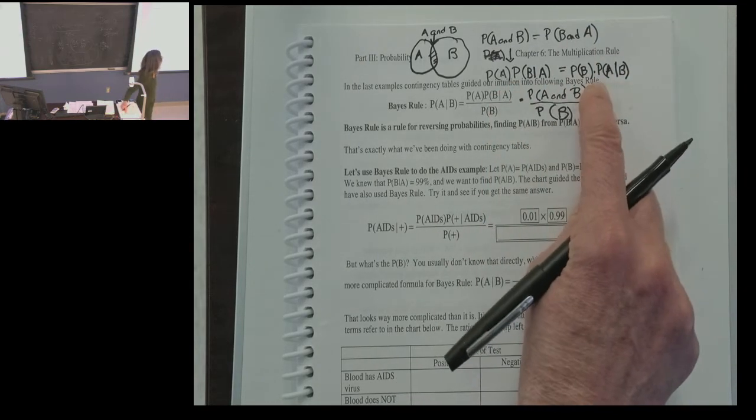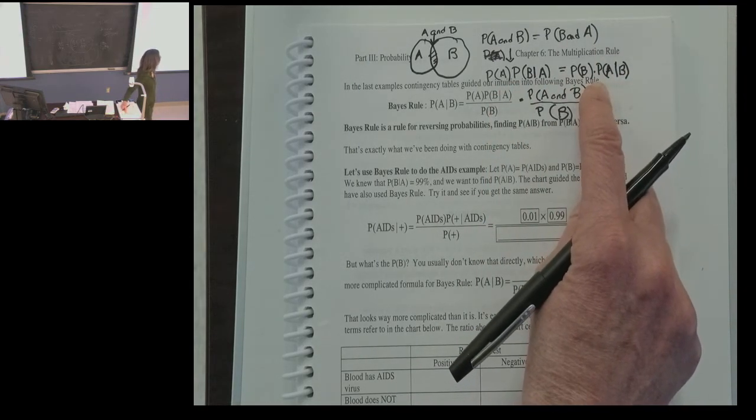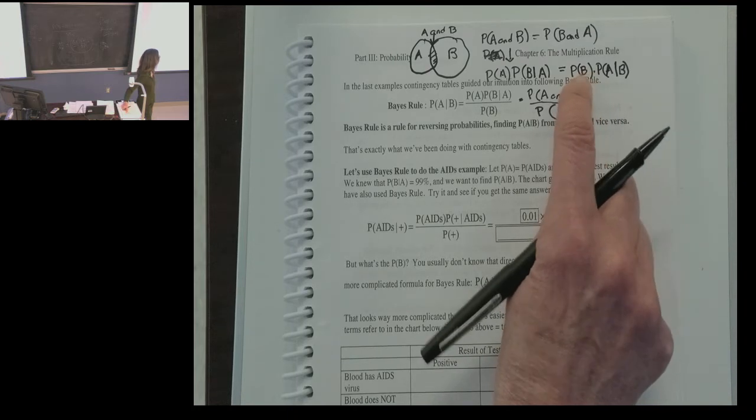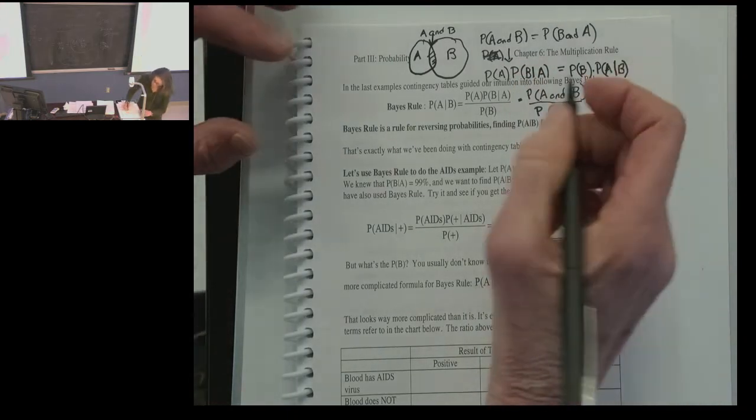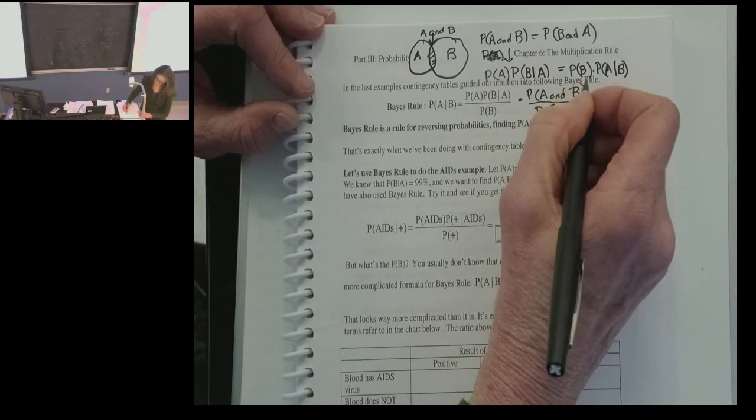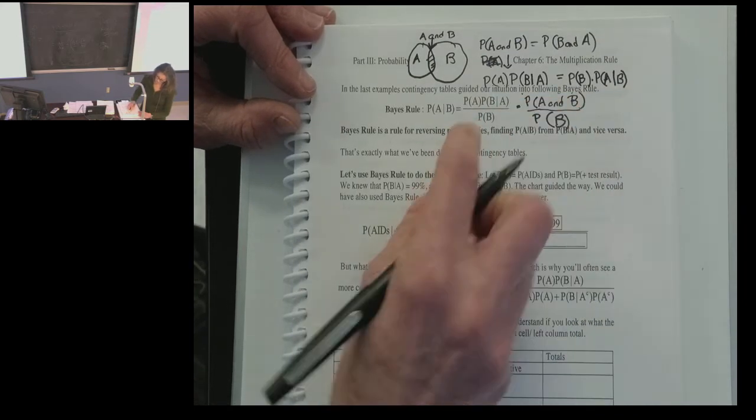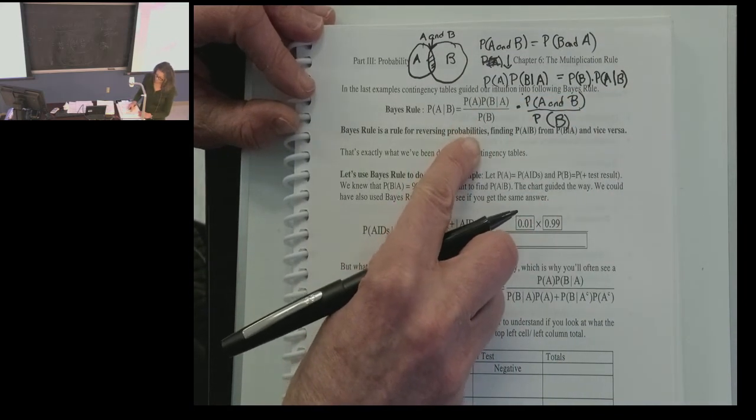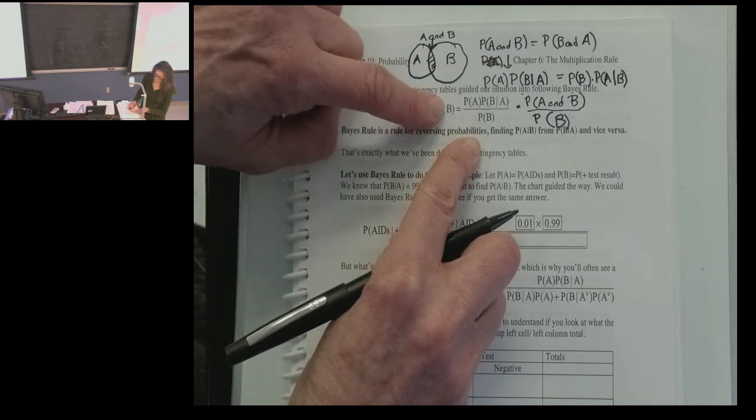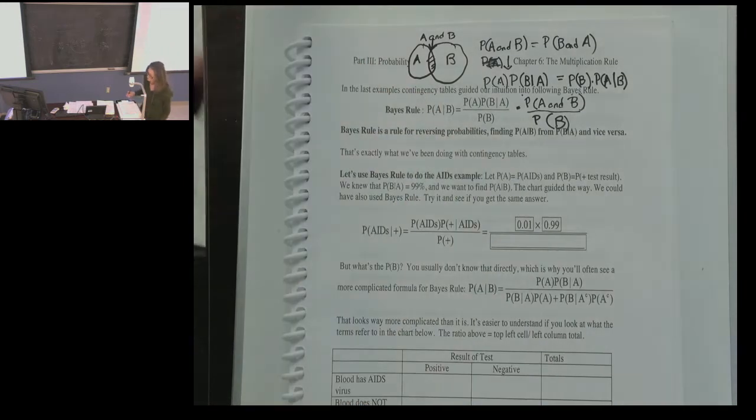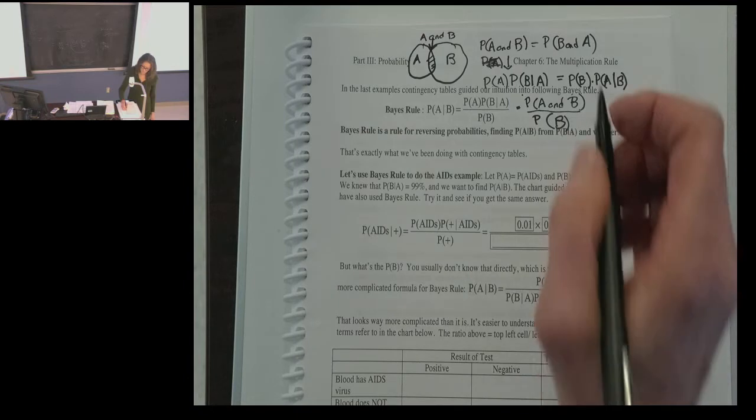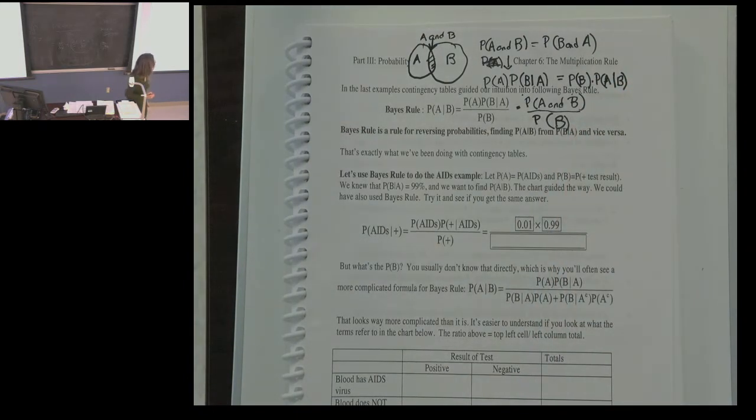So that's what we have, and then if we divide both sides by the probability of B, you divide this side by the probability of B and that side by the probability of B, and you get the probability of A given B, exactly that. Does that make sense? So you can always do that.